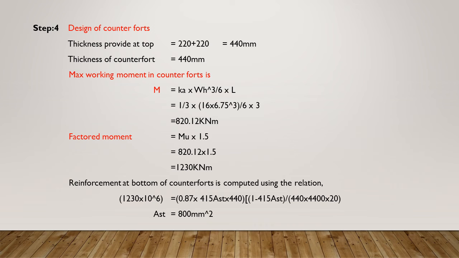Then factored moment is nothing but that moment multiplied by the load factor. The load factor is 1.5, so our moment is 820 multiplied by 1.5, which is 1230 kilonewton meter. Then reinforcement at the top of the counterfort is computed using these relations. So you find out the Ast value. This Ast formula is taken from our codebook, IS 456 2000, page number 96. Ast is equal to 800 mm square.